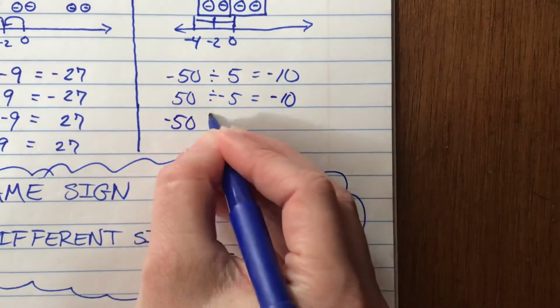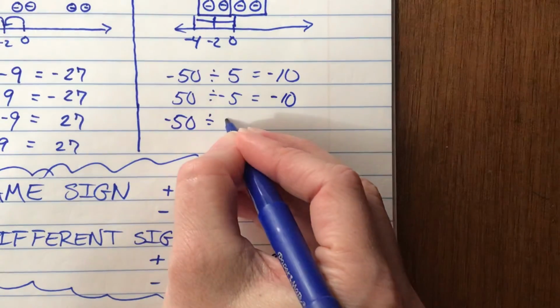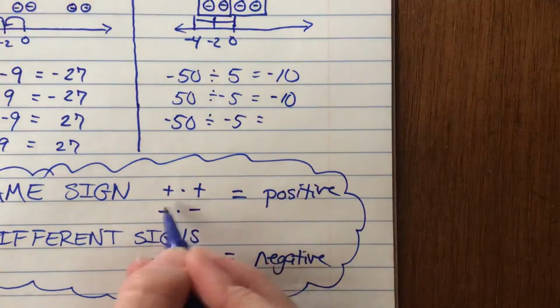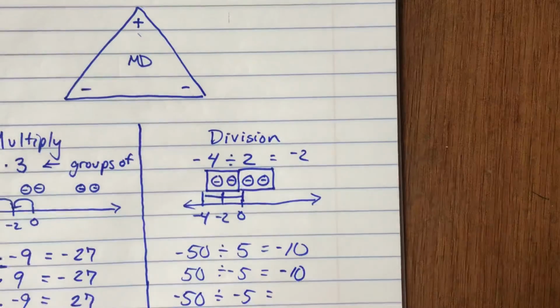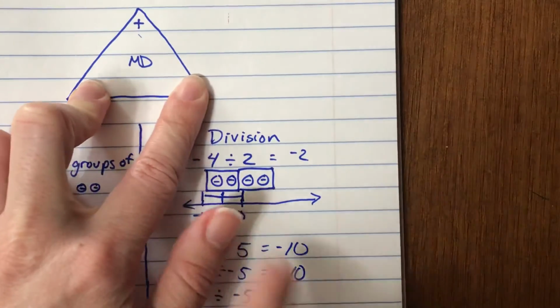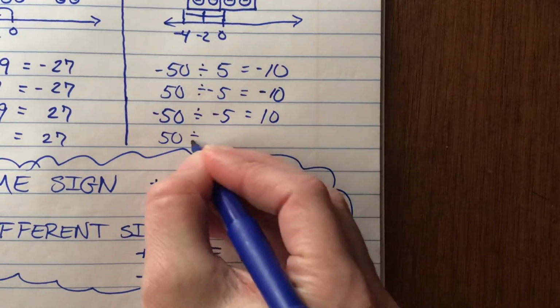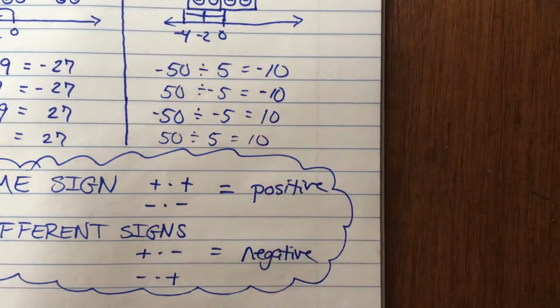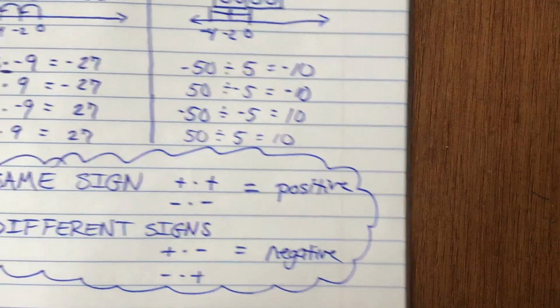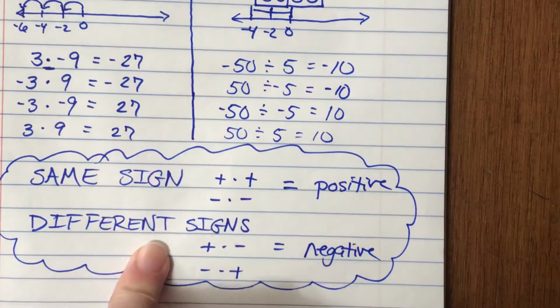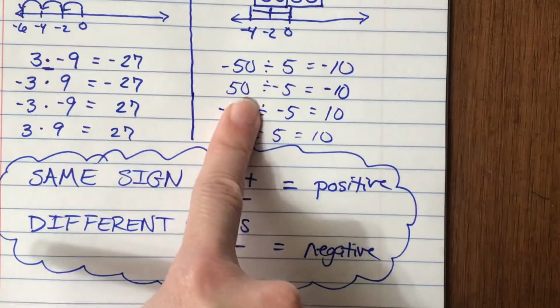If you're dividing two negatives, so if it's negative 50 divided by negative 5, those are the same sign. The answer is going to be positive, or you could just say a negative divided by a negative gives you a positive. And so that's going to be positive 10. And of course, positive 50 divided by positive 5 is also going to be positive 10. So if you can remember these rules, then you can multiply and divide integers.